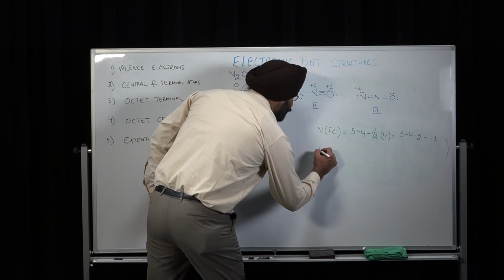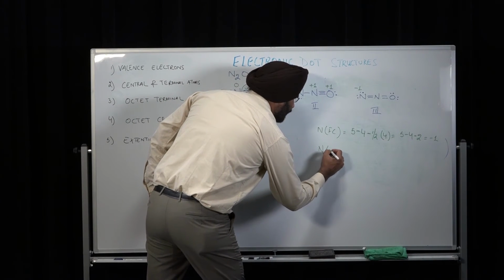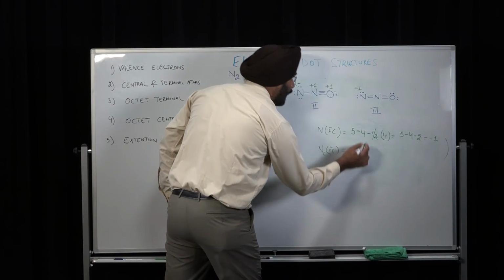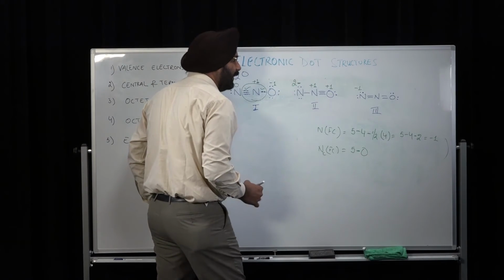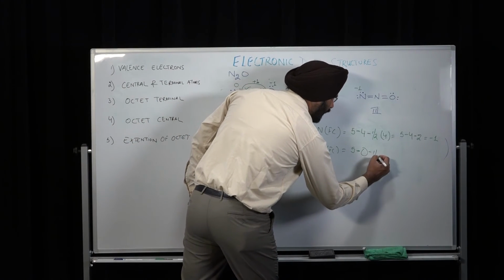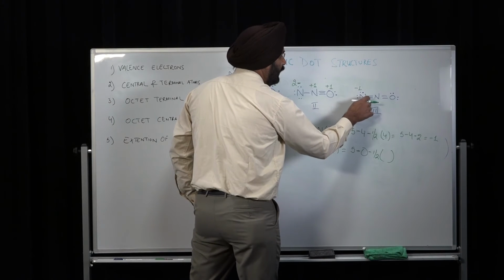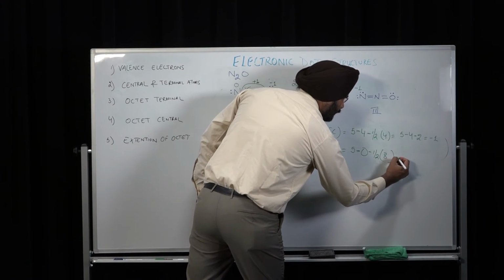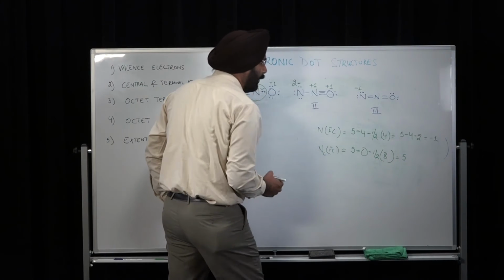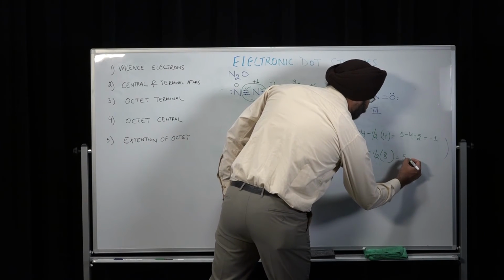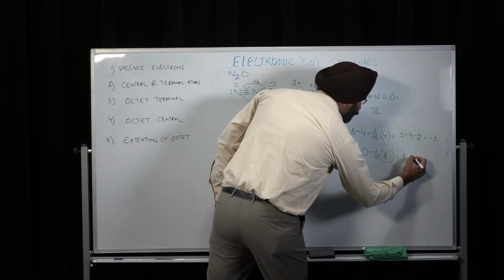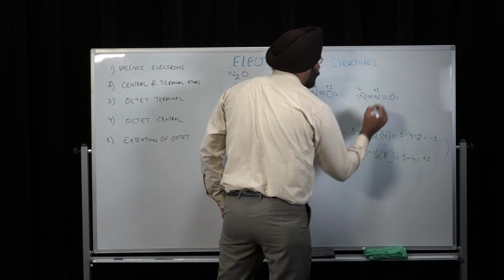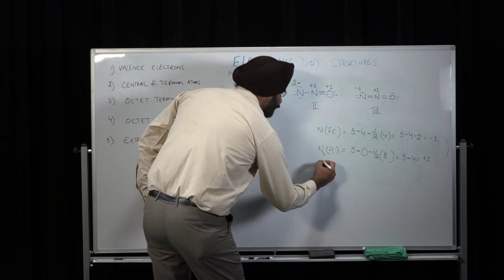For the other nitrogen atom, which is the central nitrogen atom, the formal charge is 5 minus 0, there are no non-bonding electrons, minus half of the bonding electrons. There are 4 bonds, 1, 2, 3, 4. That means there are 8 bonding electrons, so what you get is 5 minus 4, so that means a positive 1. So this is positive 1 here. And what is the formal charge on this oxygen atom?